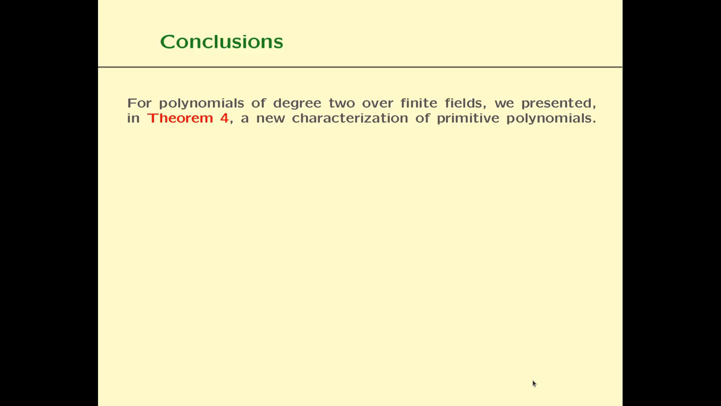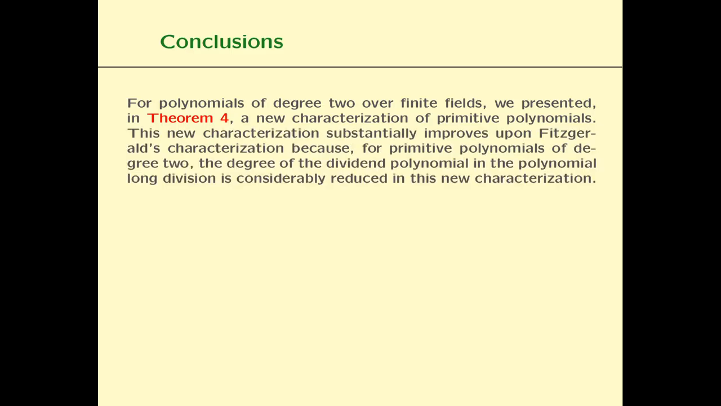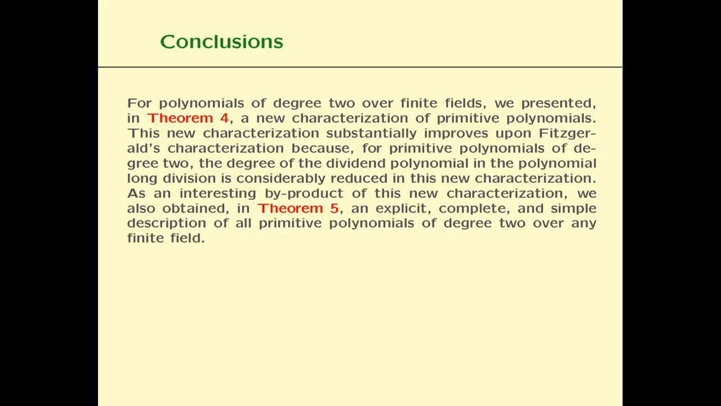Now we are arriving at the conclusion of the talk. Thus, for polynomials of the degree 2 over finite fields, we present in Theorem 4 a new characterization of primitive polynomials. This new characterization substantially improves upon the Fitzgerald characterization because for primitive polynomials of the degree 2, the degree of the divided polynomial in a polynomial long division is considerably reduced in this new characterization. As an interesting byproduct of this new characterization, we also obtain, in Theorem 5, an explicit, complete, and simple description of all primitive polynomials of the degree 2 over any finite field.